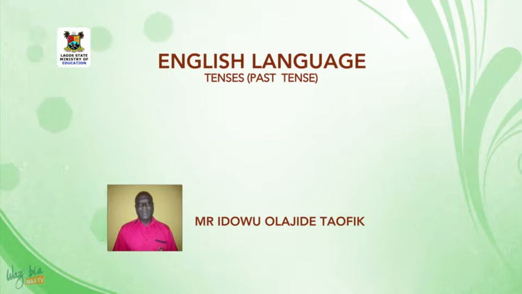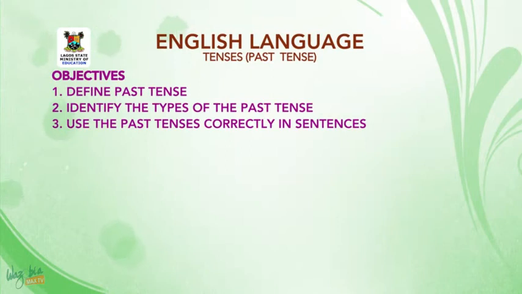The subject I will teach you now is English language, and the topic is the past tense. Now, our objectives. At the end of the lesson, the student will be able to: 1. Define past tense, 2. Identify the types, 3. Use past tenses correctly. Again, define past tense, identify the types, and lastly, use past tenses correctly.